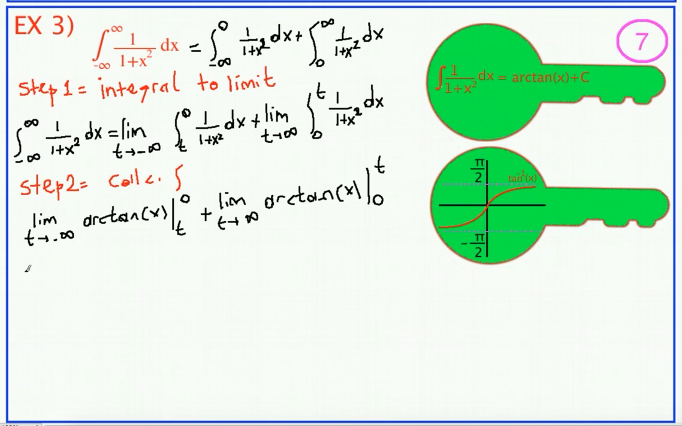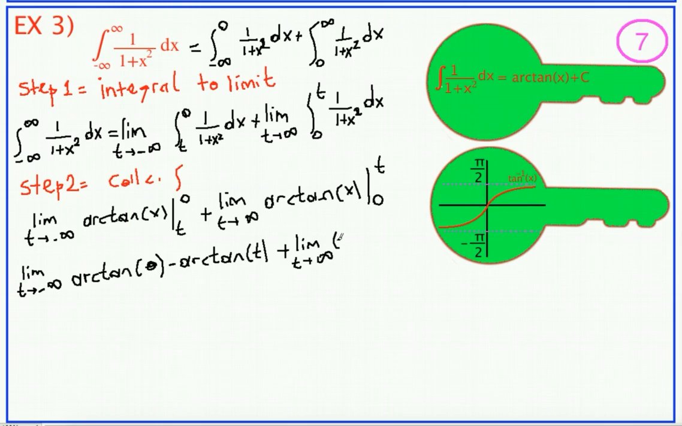Let's continue. So limit as t is approaching negative infinity. We're going to plug in our upper and lower boundary, f of b minus f of a: arctangent of 0 minus arctangent of t. Plus limit as t is approaching positive infinity. Again, we're going to plug in our upper boundary and lower boundary, f of b minus f of a. Let me write tangent inverse so it's more compact. Tangent inverse or arctangent, the same terminology. So tangent inverse of t minus tangent inverse of 0.